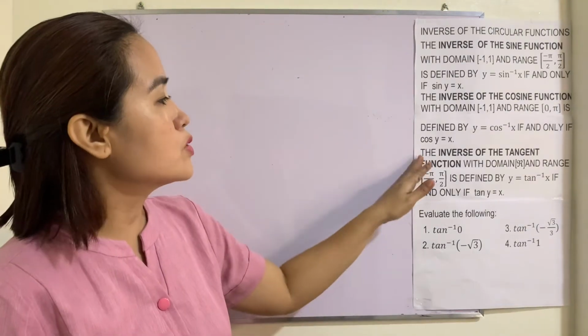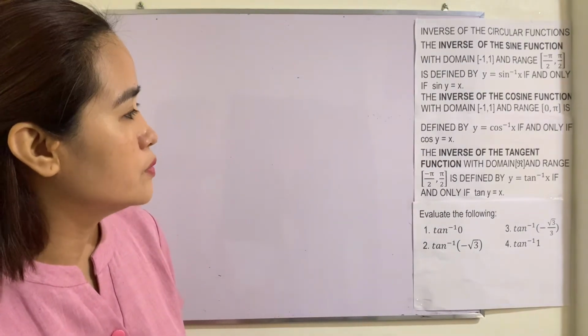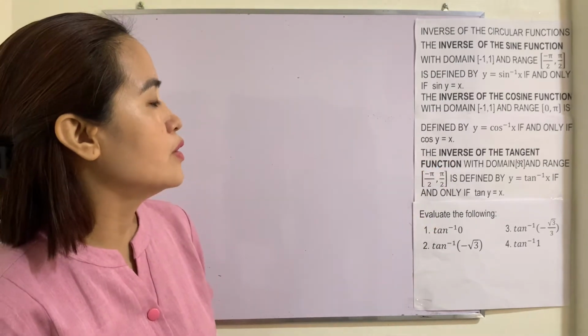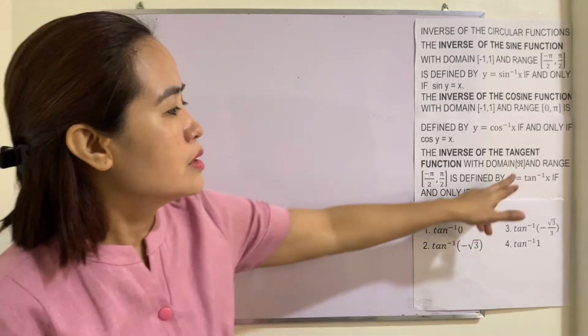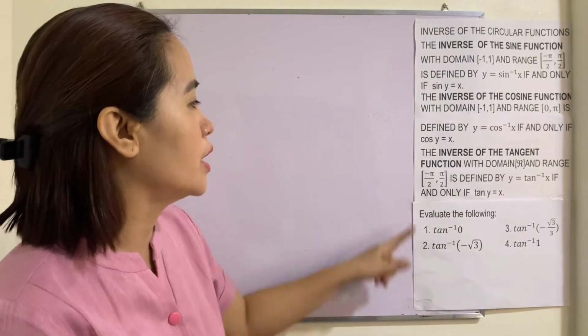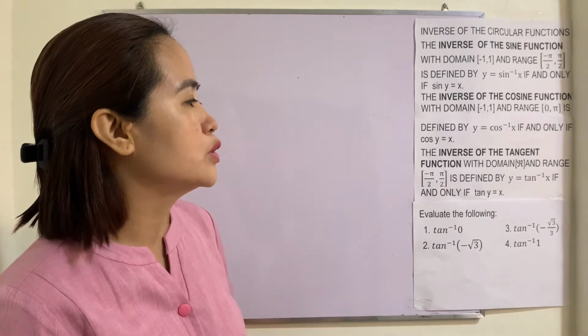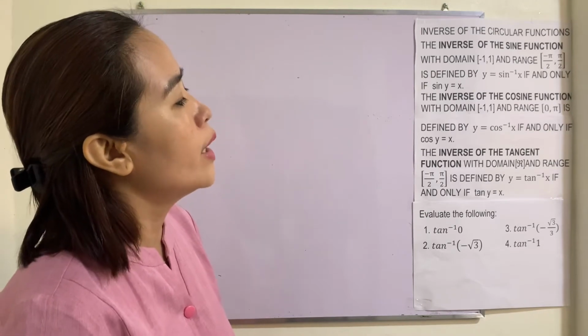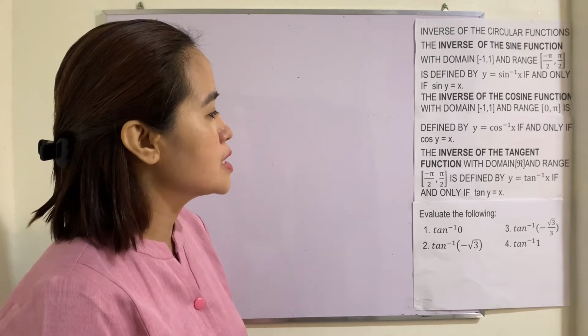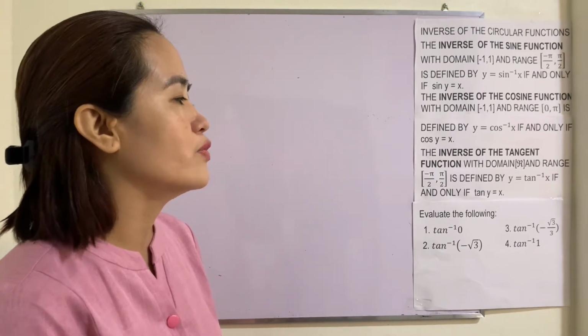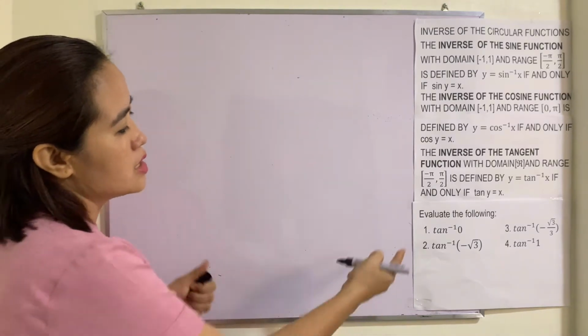Let us now go to the inverse of the tangent function. The inverse of the tangent function, with domain the set of real numbers and range from negative pi over 2 to positive pi over 2, is defined by y equals arctangent x if and only if tangent of y is equal to x. Let us evaluate this one.